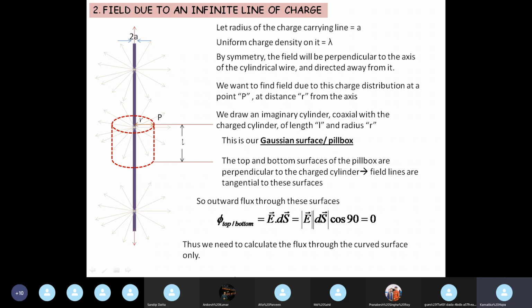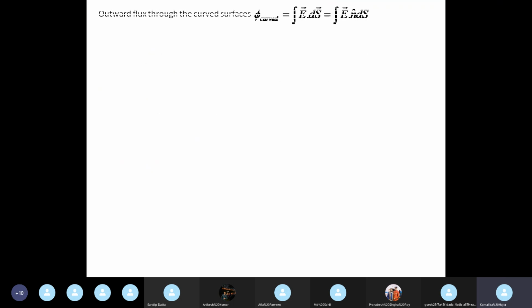There is no contribution from the top or bottom surface of this cylinder. So what do we calculate for the flux? We need to calculate the flux only through the curved surface of the cylinder. Is this part clear to everybody? Why we leave out the top and bottom surface and why we consider only the curved surface? If yes, then I'll go to the next slide.